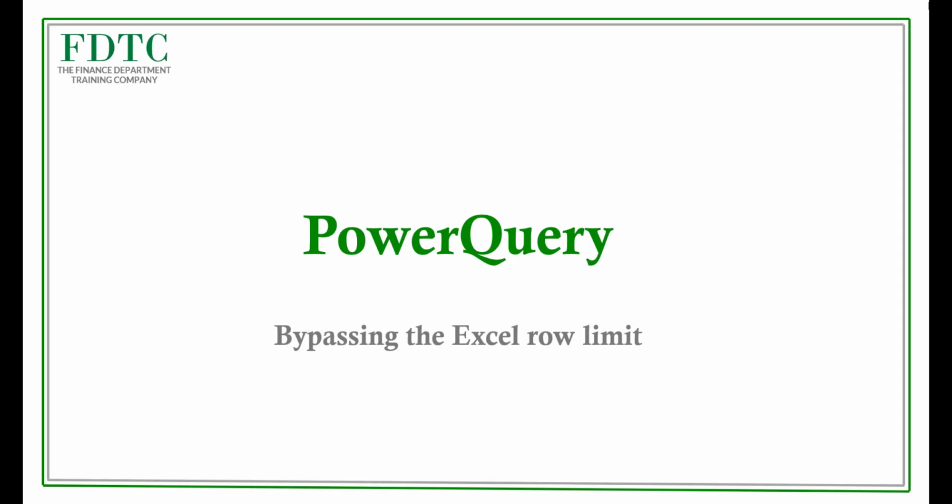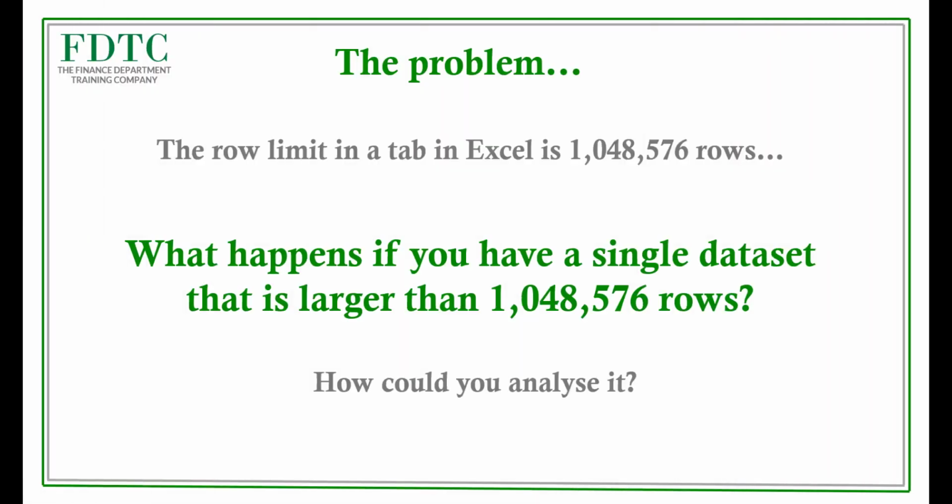Hi there. So what we're going to talk about in this video is how you can bypass the row limit in a tab in an Excel workbook. The row limit in a tab in an Excel workbook is 1,048,576 rows. What a geek. But that's not actually ideal, particularly with the prevalence of big data coming around. Finance teams often want to use Excel for combining and analysing more data than we can put in an Excel workbook. So why is that a problem?